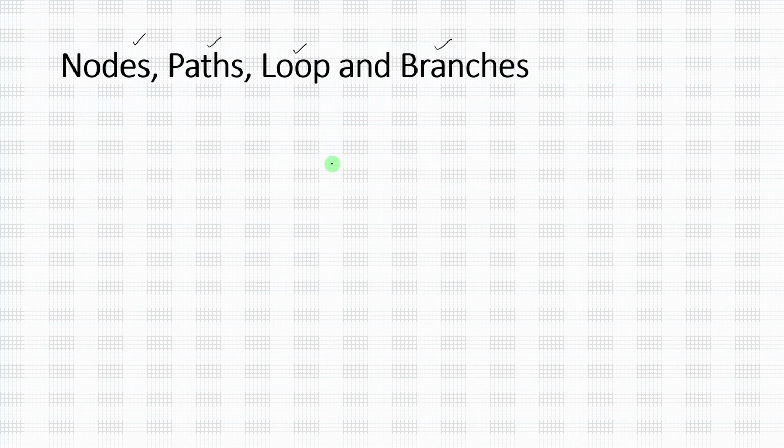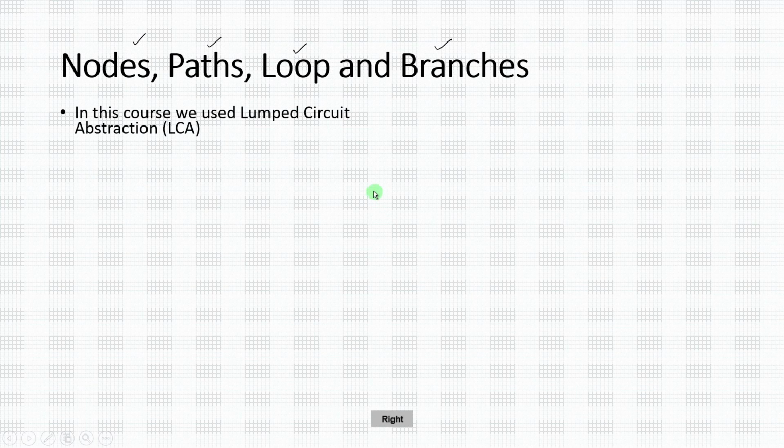Now in this course, actually there is one idea or one philosophy that usually we are following, which is called a lumped circuit abstraction. The idea of lumped circuit abstraction is that you take the entire property. For example, in a resistor, the resistance is the property. You take the entire property and you lump it into a single point. Or we can also say that we concentrate the entire property. For example, in a resistor, it is resistance.